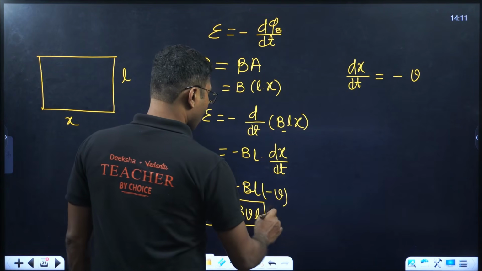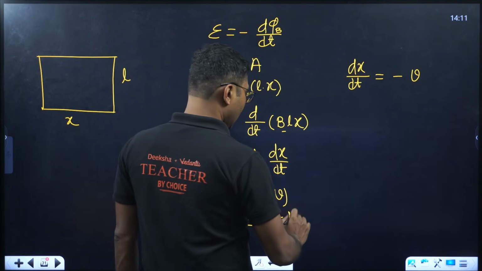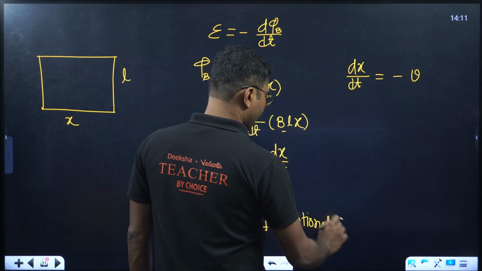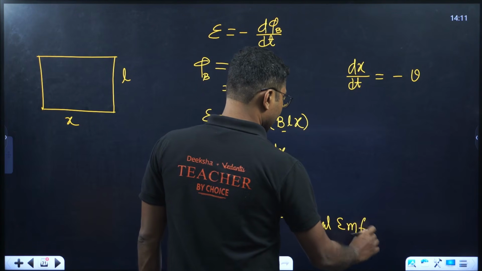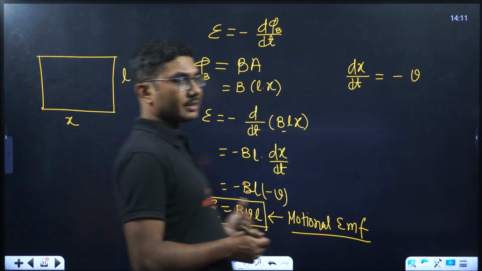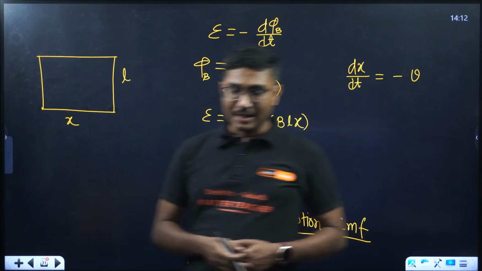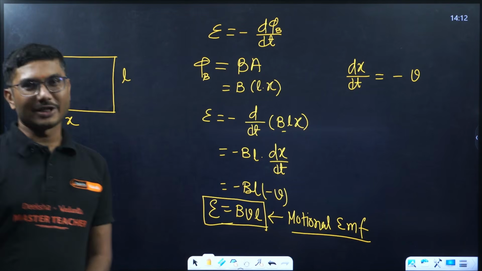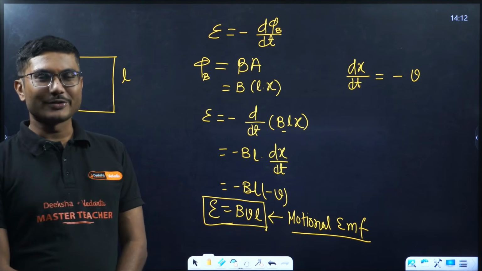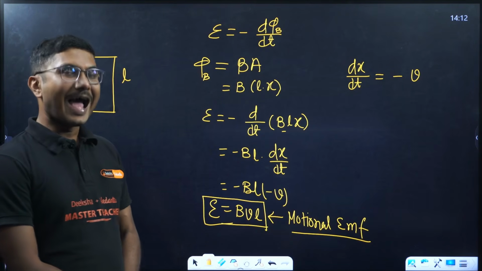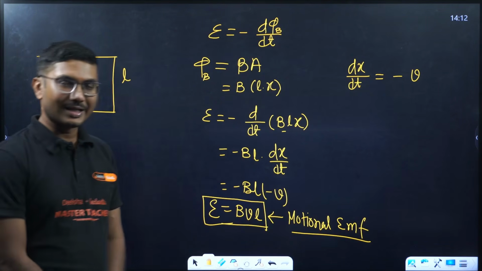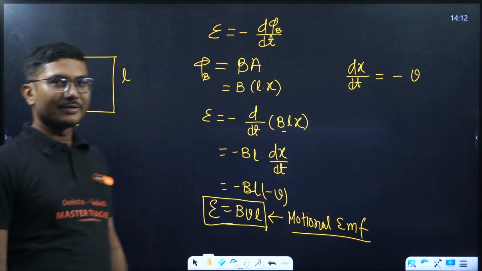This is also called motional EMF. This derivation is super important, a 3 marker. Almost every year it comes. Last year there was no derivation, so they gave: write down the expression for motional EMF and explain the terms. So only thing you need to write is epsilon equals BvL, and then you write B is magnetic field, v is velocity of the conductor, L is the length of the conductor. That's it, you will get the full marks.